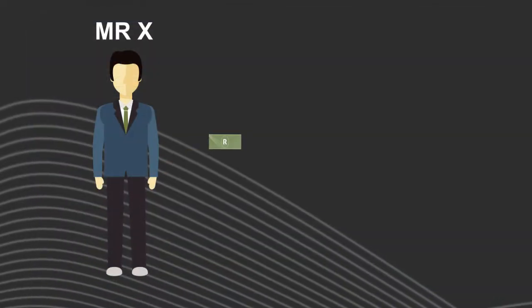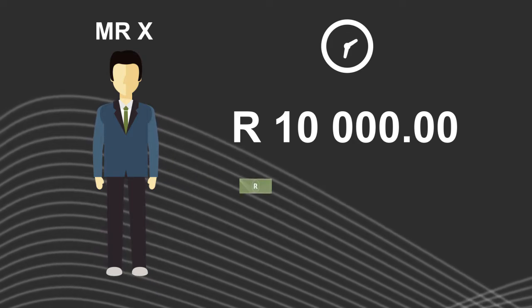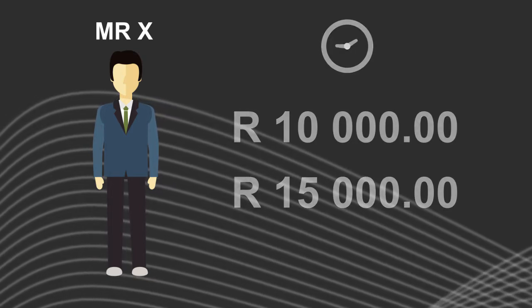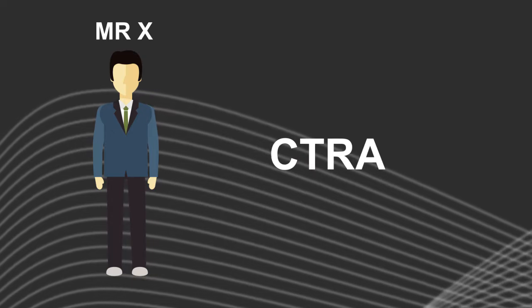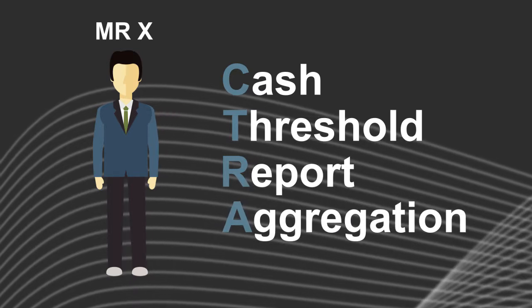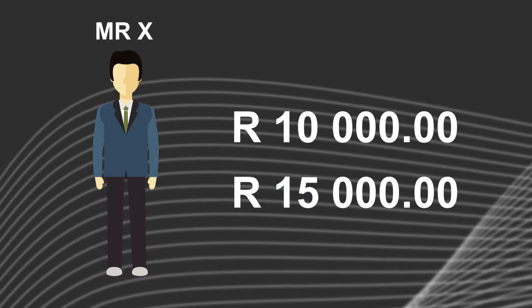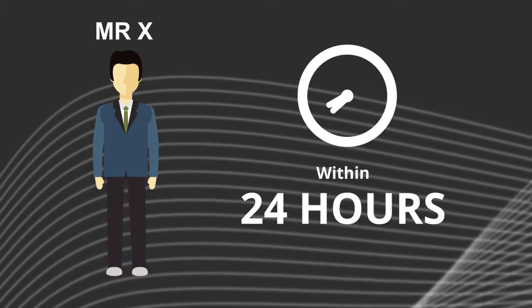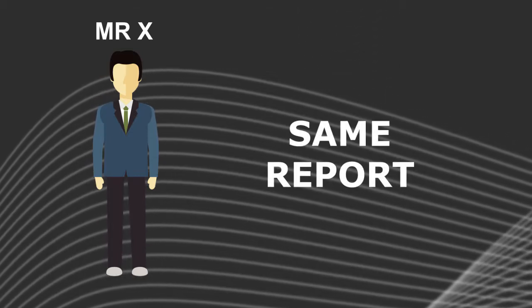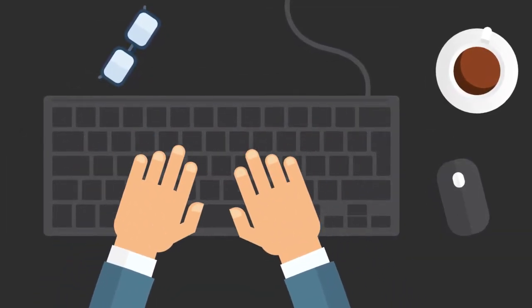If, for example, Mr. X made a payment of 10,000 Rand cash in the morning, and then later in the afternoon, another 15,000 Rand was paid in cash to Institution Y, then this will be reported as a CTRA. CTRA stands for Cash Threshold Report Aggregation. This means that the 10,000 Rand and 15,000 Rand received by Institution Y within 24 hours from Mr. X was over the threshold and must be reported on the same report. It is important that each transaction should be captured individually within the report.